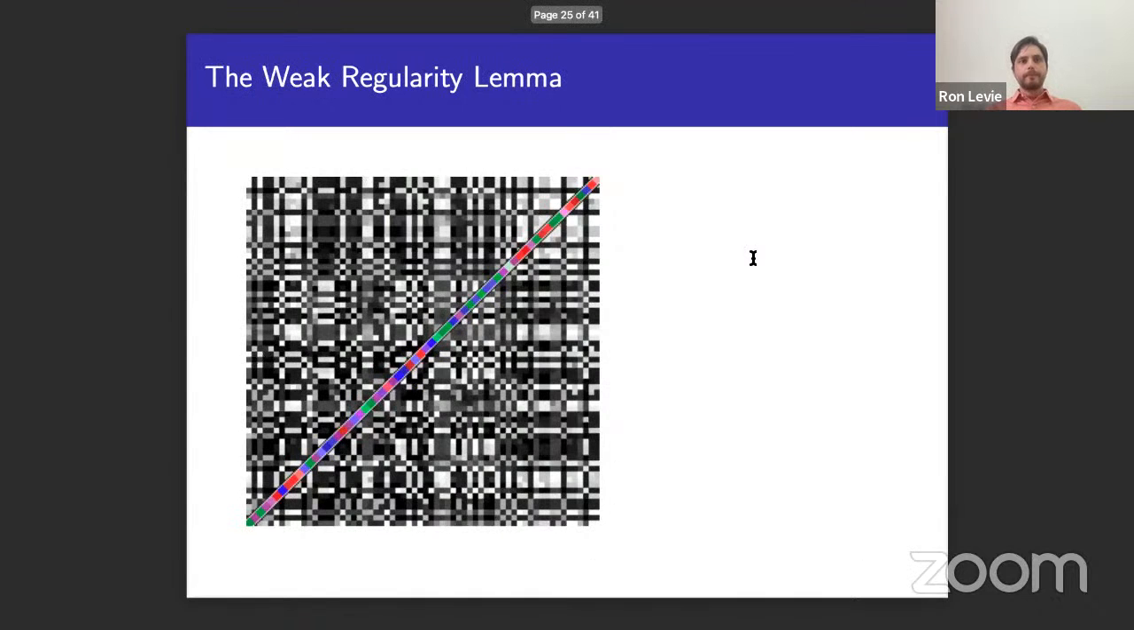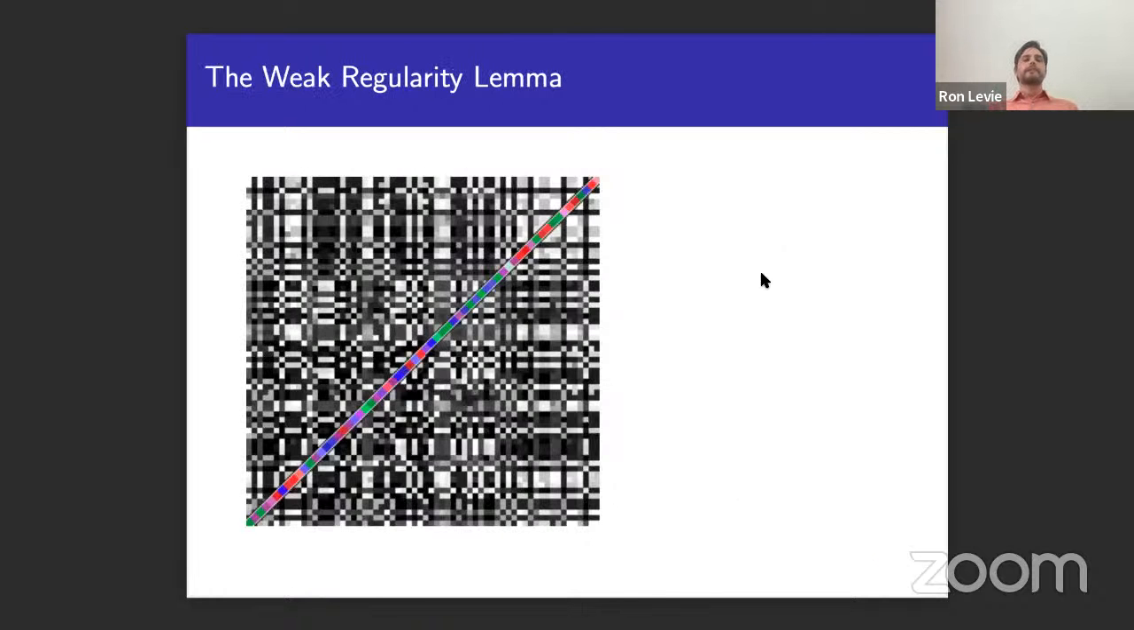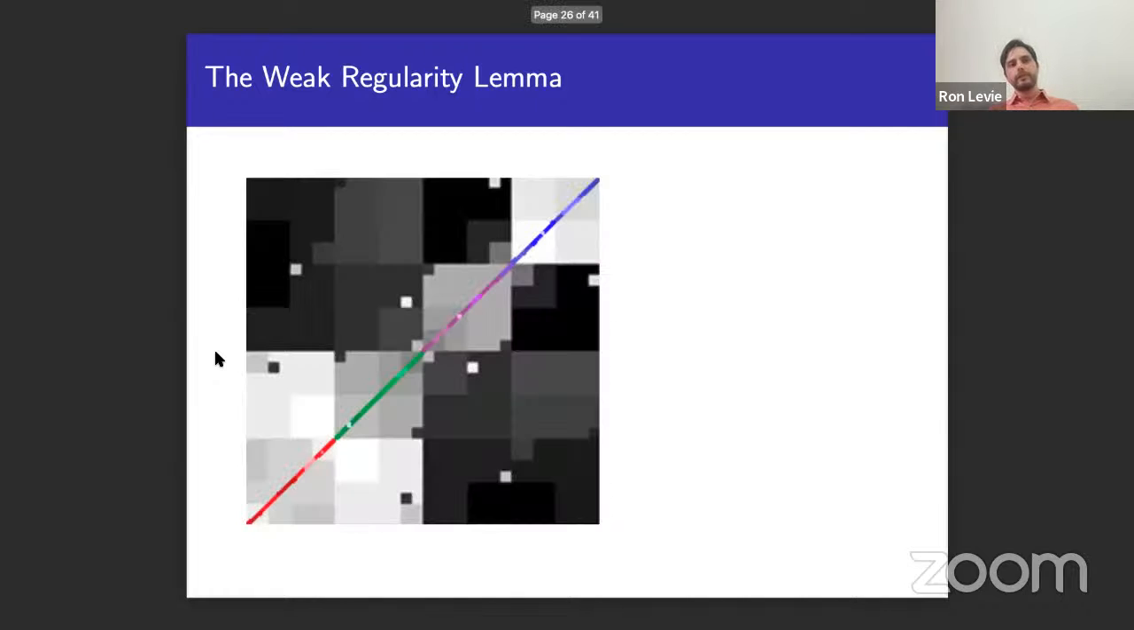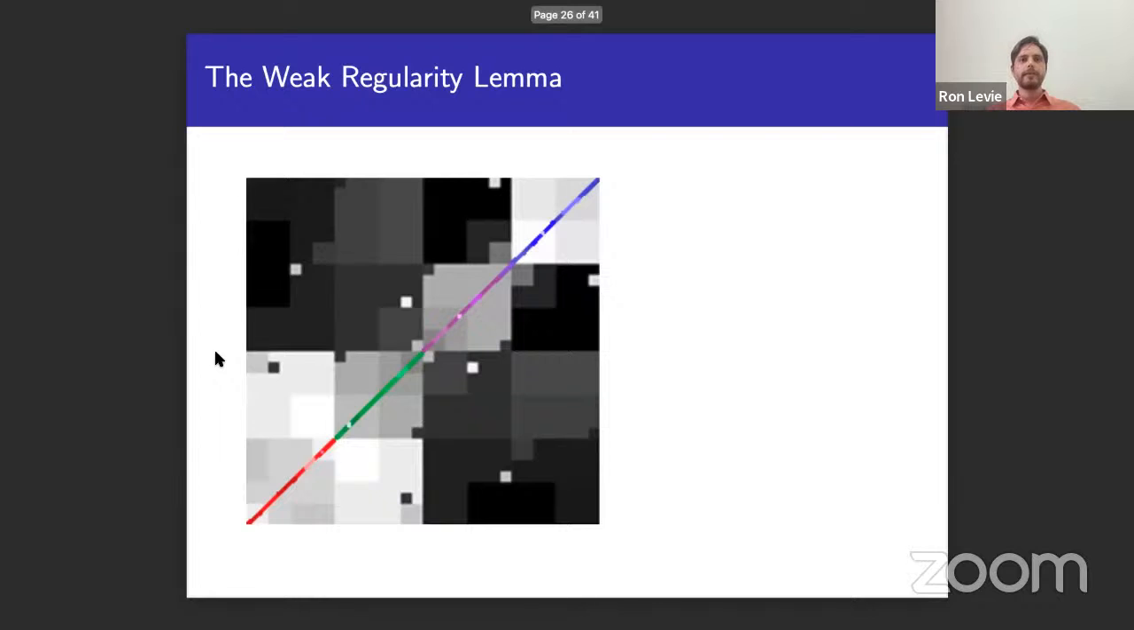Okay, so let me give you an illustration. So this is an example of a graphon signal. I plot the graphon in grayscale. This is [0,1] times [0,1]. And the signal is plotted on the diagonal in color. And the theorem says that there is always a permutation of the node set such that the graphon signal looks like a stochastic block model. Okay, obviously, I exaggerated the situation here in this picture, but that's the theorem.